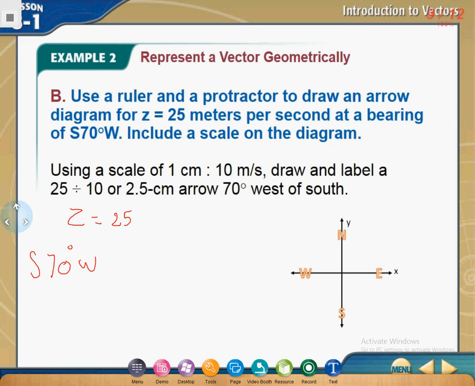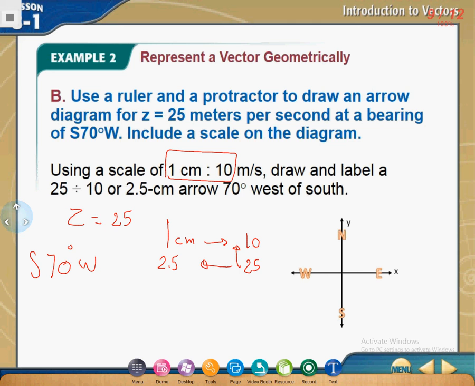The scale here, he chose for us 1 centimeter for each 10 meters per second. This is up to you. If you want to use more, it's up to you. Less, it's up to you. Okay, this means if each 1 centimeter equals 10, and I have 25, how many centimeters should I have? Divide 25 by 10, the answer will be 2.5. This means that the length of my vector should equal 2.5. Now let's graph it here.